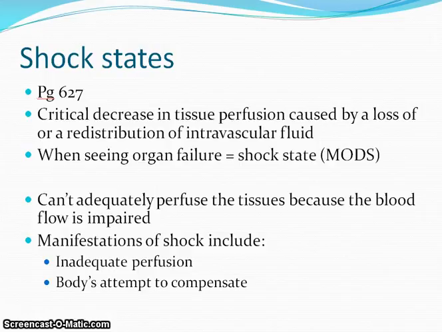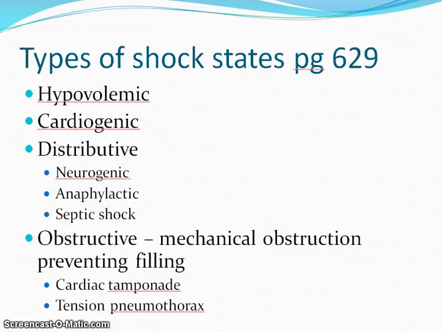Right? The signs and symptoms, or manifestations, we see of shock include inadequate tissue perfusion and then responses to our body trying to attempt to compensate. Right? So there's different types of shock. There is hypovolemic shock, cardiogenic shock, distributive shock, which includes neurogenic, anaphylactic, and septic, as well as obstructive shock, which means that something is preventing the heart from being able to fill and beat. All right, this can be from things like cardiac tamponade or a tension pneumothorax.